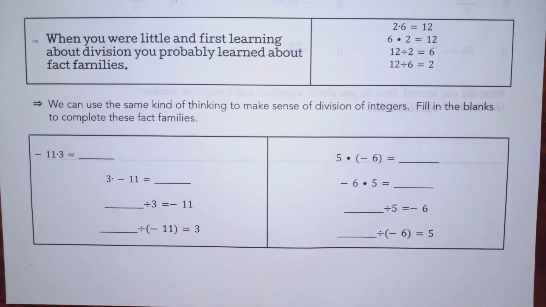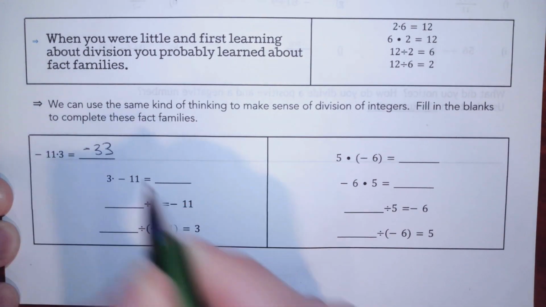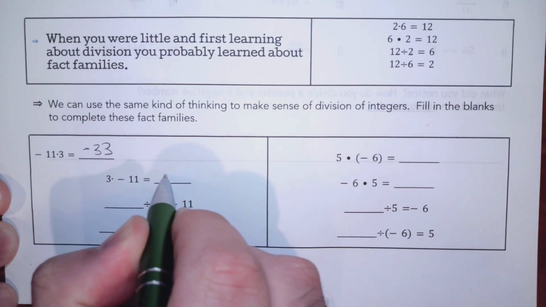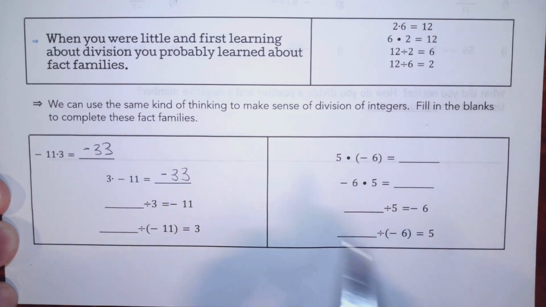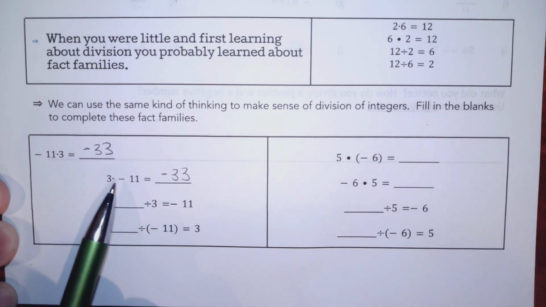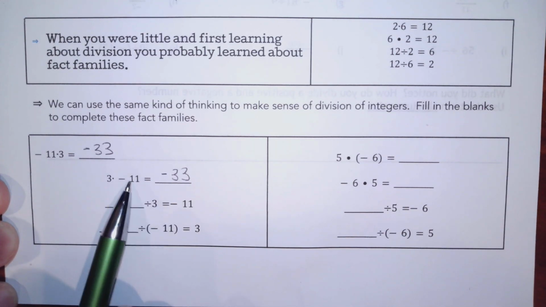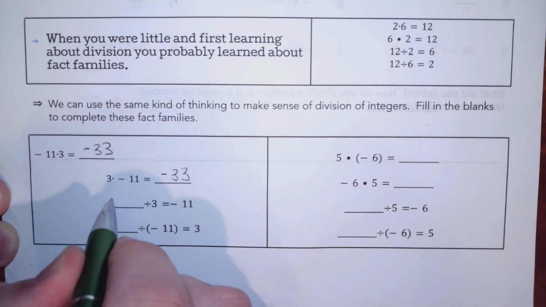So we're going to fill in the blanks here. So negative 11 times 3 we know is negative 33. And we know that when we change the order of the factors, it doesn't change our product, so that's also negative 33. Now with a fact family, the same three numbers are used, just in different arrangements. So in this blank problem here, we've already used the 3 and the negative 11, so we haven't used the negative 33 yet.